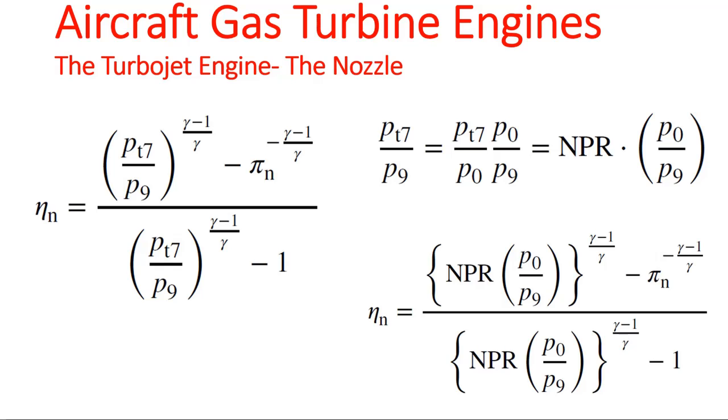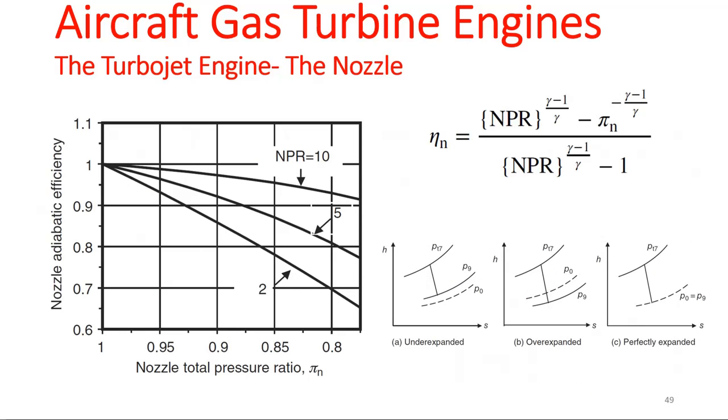But what's going to happen to this equation in a subsonic turbojet? Exactly. P0 and P9 are going to be equal because of the perfect expansion. So your equation is going to be like this. Eta of n is going to be equal to NPR to the power gamma minus 1 over gamma minus pi of n to the power minus gamma minus 1 over gamma, and so on and so forth.